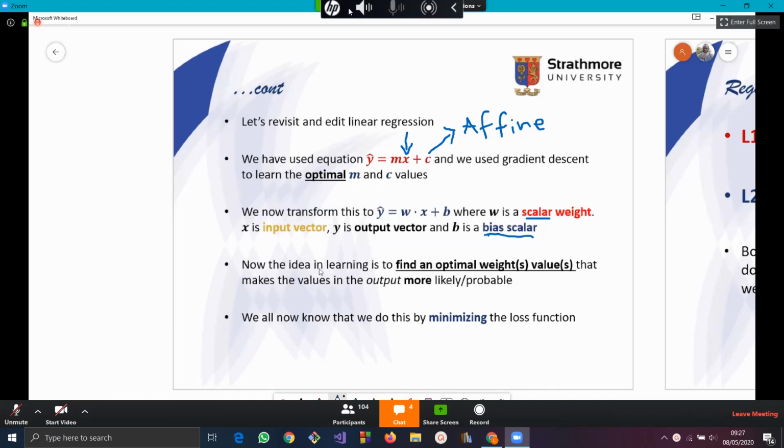Now, the idea in learning is to find an optimal weight value. That's what we want to learn when we are running gradient descent. We want to find the W or the M, like what we did here, the optimal W. So the best way to say that is we want to find an optimal weight that makes the value in the output more probable. It's just a way to say that's how we train. We all know we do this by minimizing the loss function.